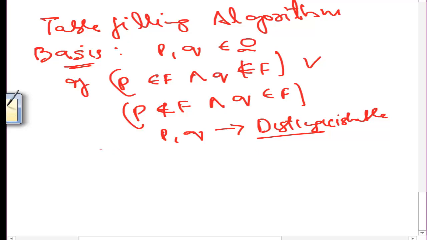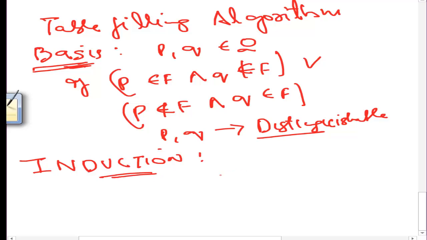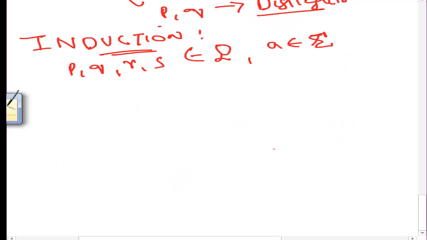Okay, and then after having the basis, we can use induction to find other distinguishable pairs. What the induction says is, if we have the states P, Q, R and S, four states, they all belong to the set of states we have, Q, and our input A should belong to the alphabet sigma. It should not be beyond that. We know that, that's simple.